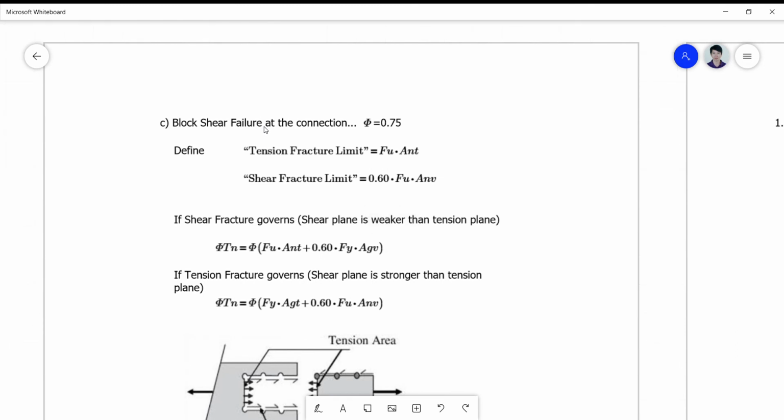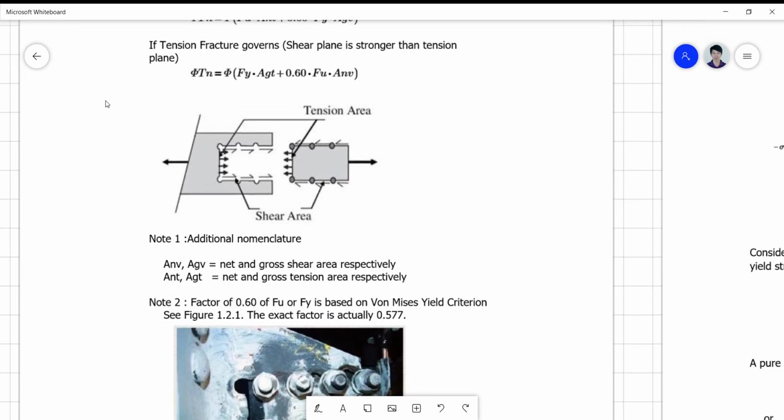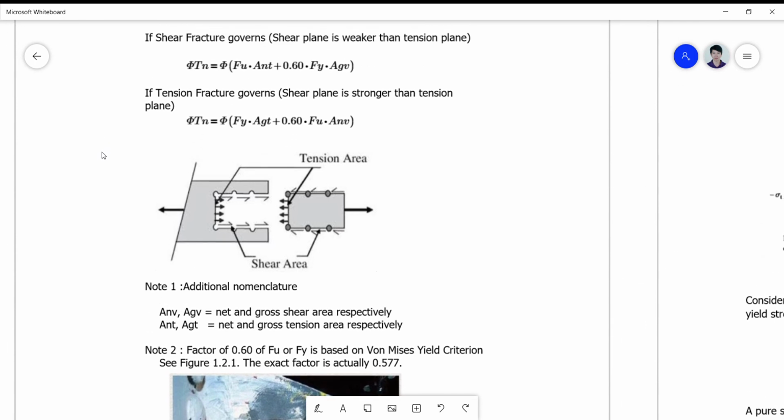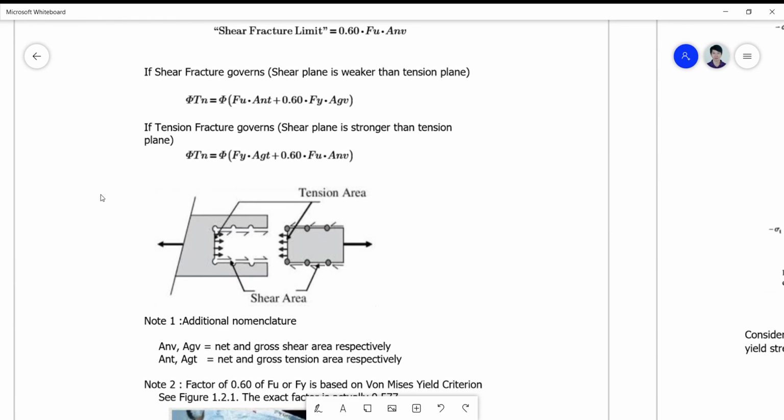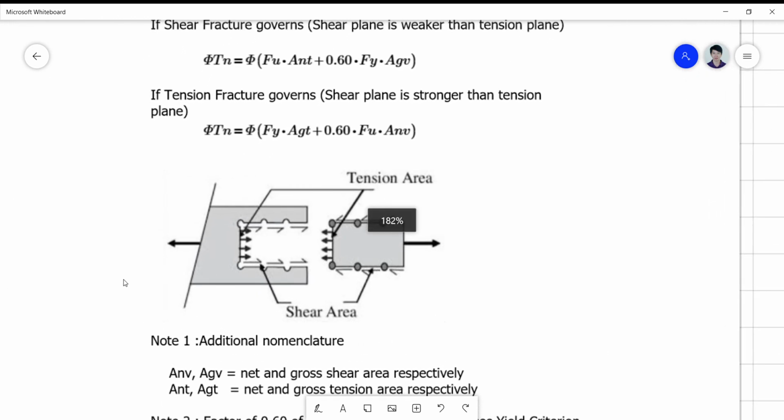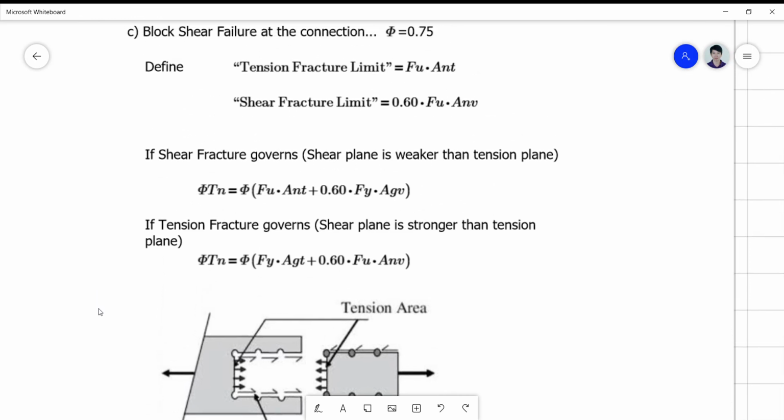Okay, for the third limit state condition for strength, the block shear failure at the connection is another source of brittle failure. And there's some definition on what is the tension fracture limit and the shear fracture limit based on this formula, but I'd like to show you now the picture of where the shear fracture is happening and the tension fracture is happening.